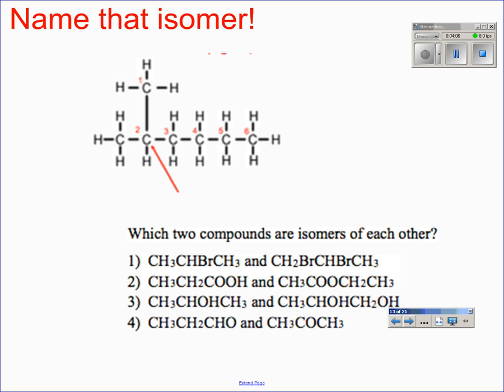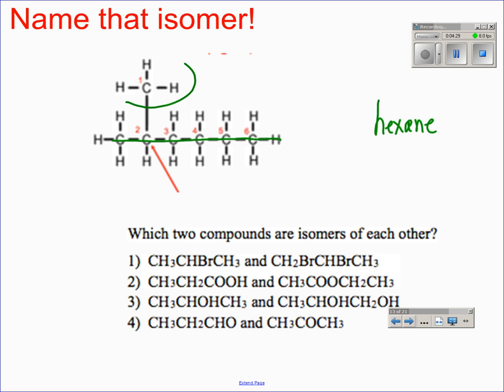All right, so how do you name an isomer? The way you name an isomer is you look for the longest chain, and you count the carbons. 1, 2, 3, 4, 5, 6. That parent chain has 6 carbons, all single bonds. 6 carbons, all single bonds, starts with the prefix hex, and because it's all single bonds, it ends in ANE.